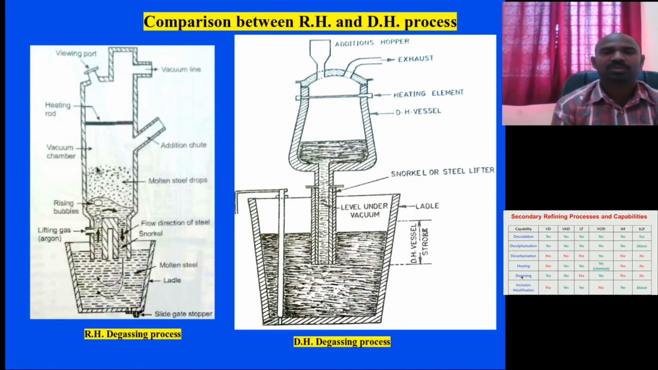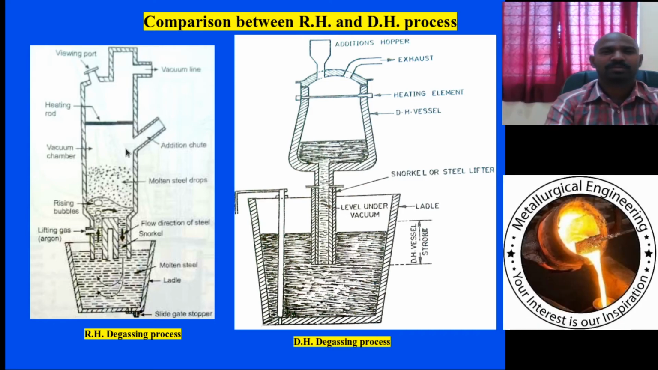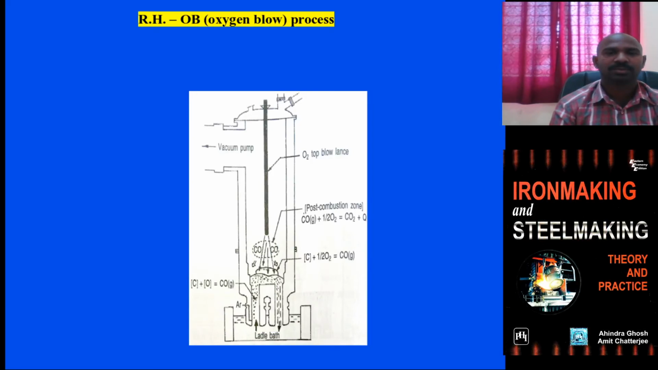Worldwide, many integrated steel plants use this as a secondary steelmaking unit for reducing hydrogen and nitrogen levels, because excess nitrogen and excess hydrogen have an adverse effect on the mechanical properties. They need to be reduced. There is another process, just a small attachment to the RH degassing process.